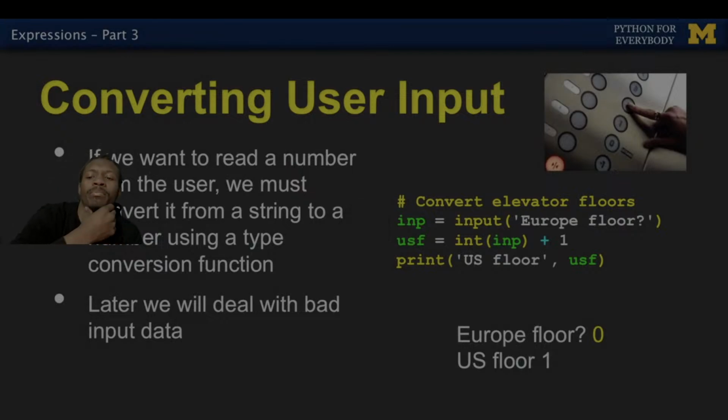User input. If we want to read a number from the user, we must convert it from a string to a number using the type conversion function. Later we will deal with bad input data. Convert elevator floors. inp equals input, European floor. usf equals input. usf equals int inp.